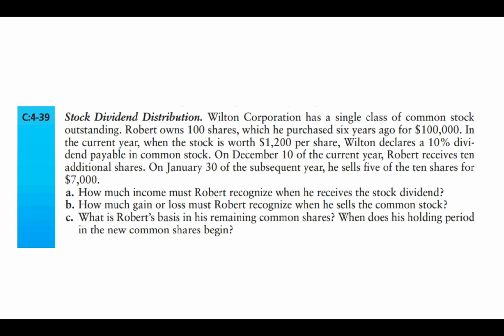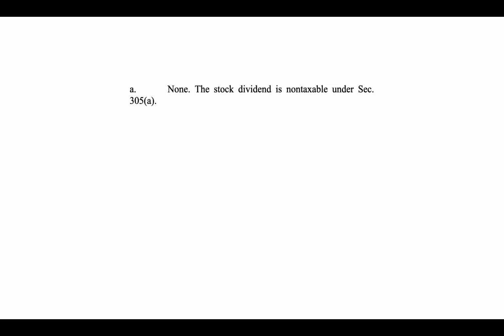A. How much income must Robert recognize when he receives the stock dividend? So this appears to be just a non-taxable stock dividend. He owns 100 shares, and it says that Wilton declares a 10% dividend payable in common stock. There's no indication that shareholders had a choice of property or stock. There's no indication any ownership percentage changed as a result of this dividend. So Part A, this is just a non-taxable stock dividend, so Robert will recognize no gain under Section 305(a).